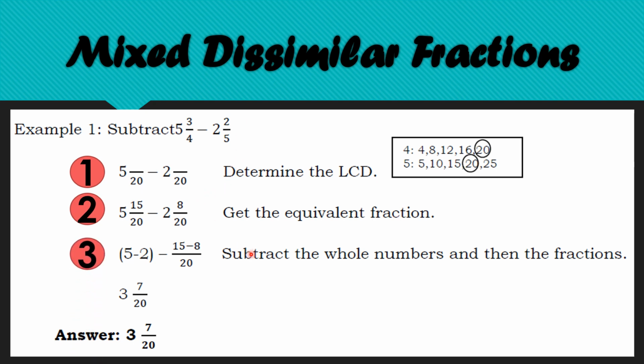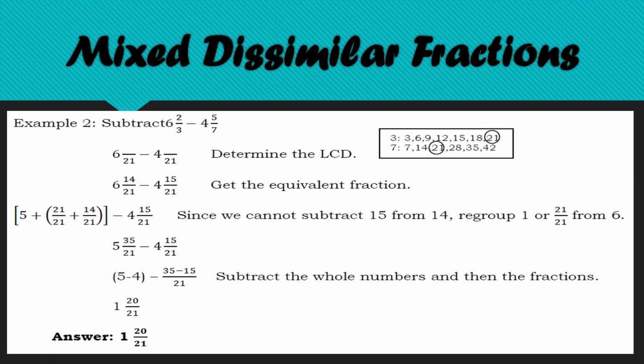Step 3. Subtract the whole numbers and then the fractions. 5 minus 2 is equal to 3. 15 minus 8 is equal to 7. Copy the denominator. The final answer is 3 and 7 over 20.